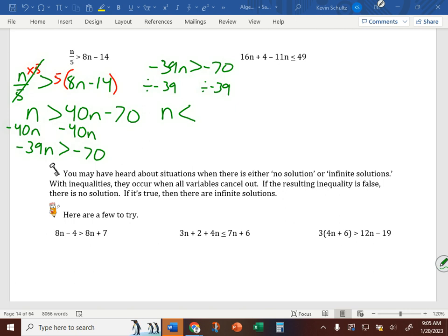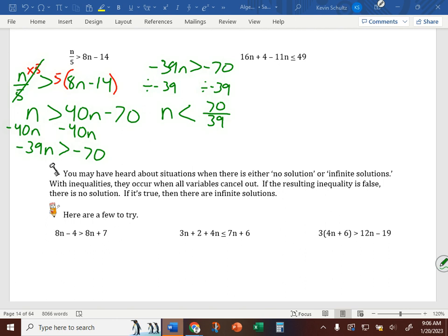Sorry, what'd you say? 70 over 39. Yes, the two negative signs cancel out. There's no common factor between 70 and 39, so we would just leave it as positive, because the signs do cancel out, 70 39ths.